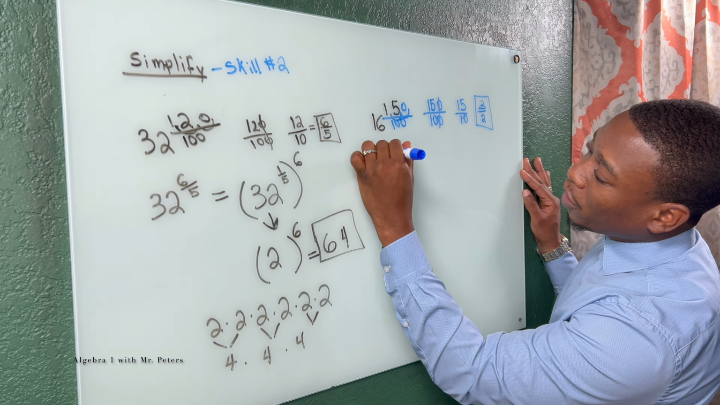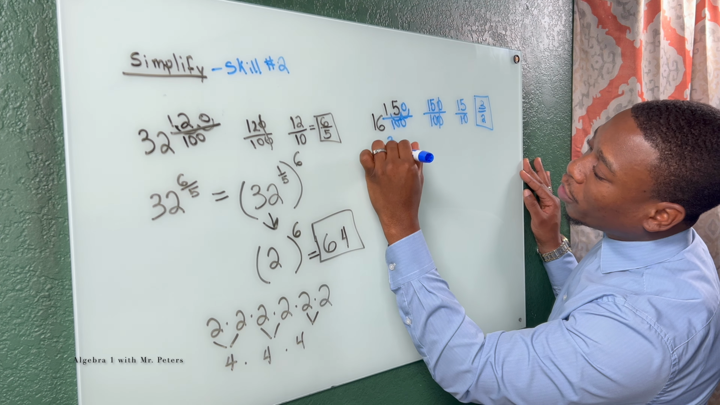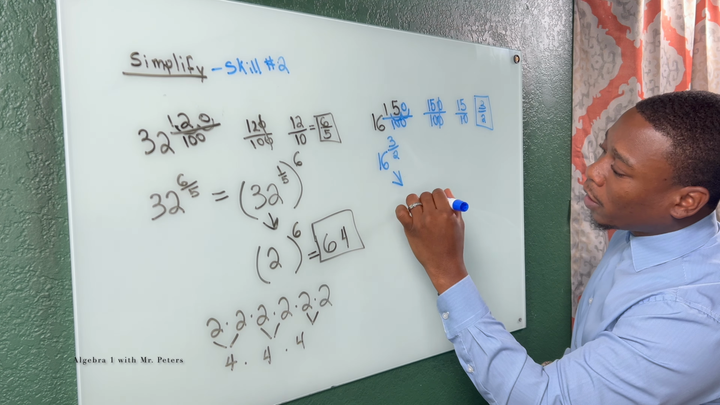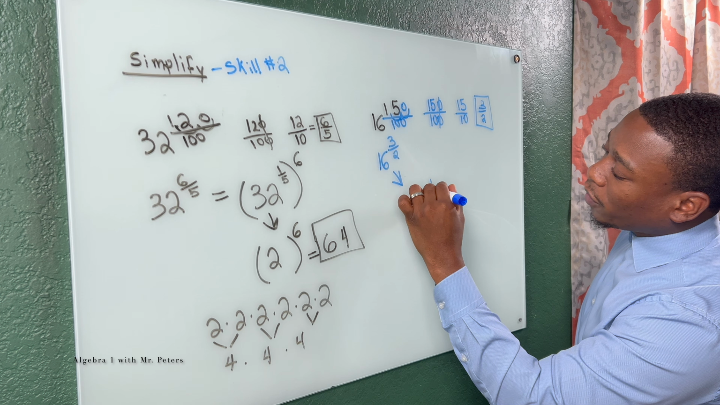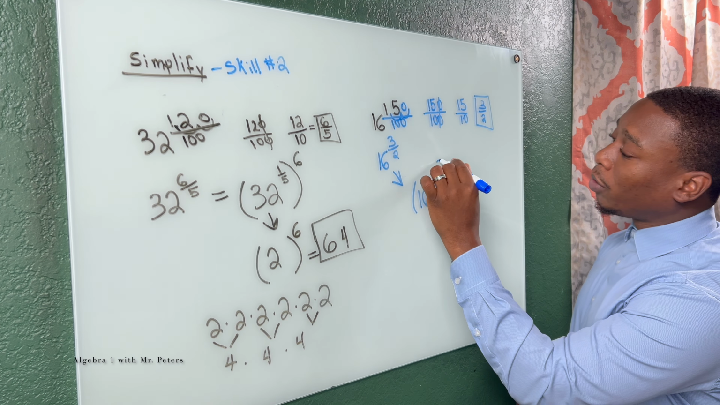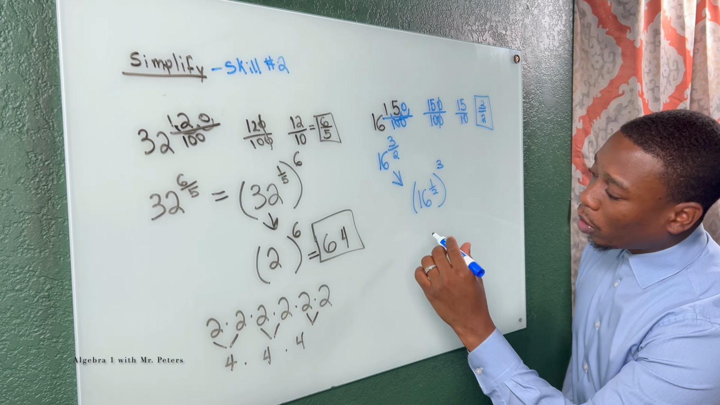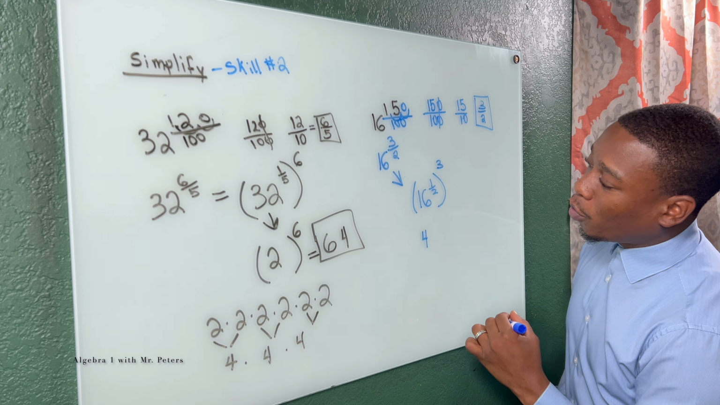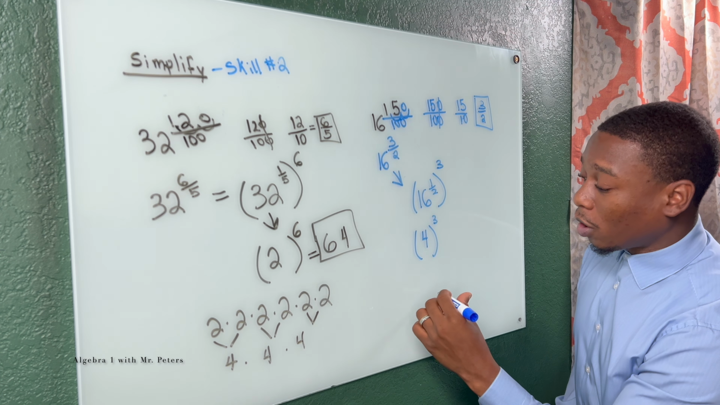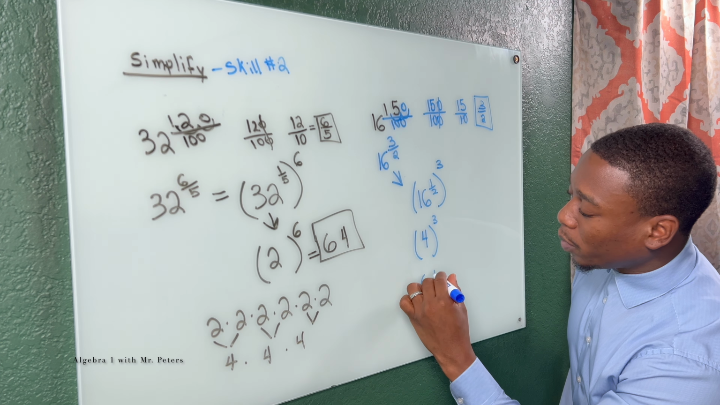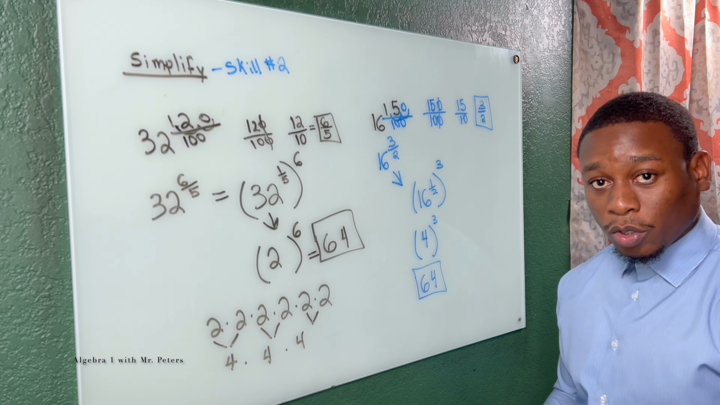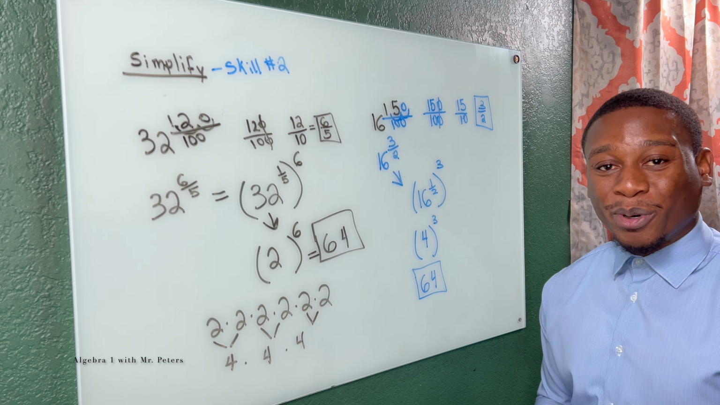So now I have 16 to the 3 over 2 power, right? And the way that I'm going to split this up is I'm going to find the square root of 16, and then I'm going to take that to the third power. So we know square root of 16 is 4. And 4 to the third power, similar to this problem, is going to be 64. So now we went through skill 2. We're now going to move on to skill number 3.